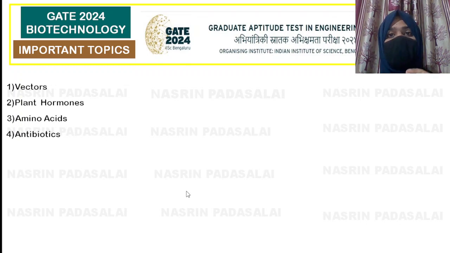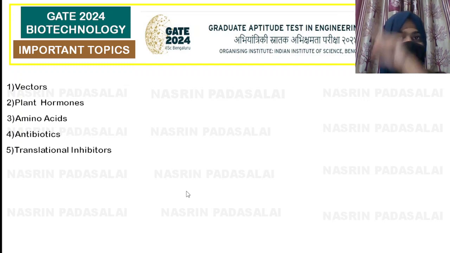Next is antibiotics. For antibiotics, you can expect match the following type of questions. And next is translation inhibitors. Both prokaryotic and eukaryotic, you need to understand the translation inhibitors. In the Watson book, there is a tabulated column available. From that only, questions are asked each and every year. One question will be coming from translation inhibitors.